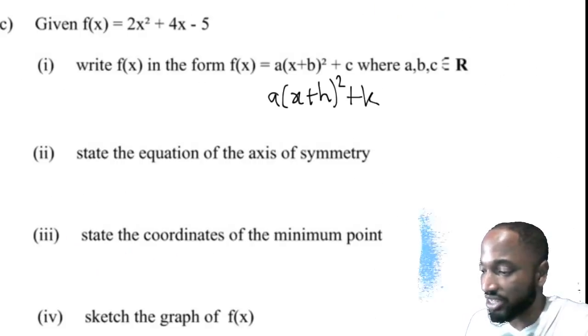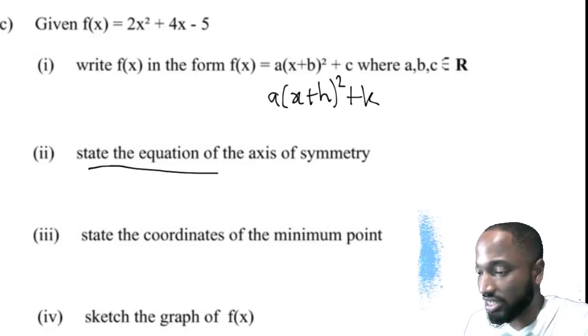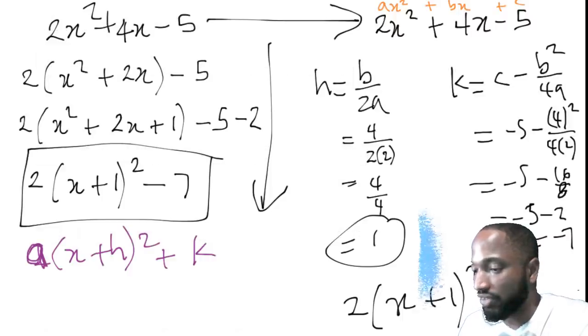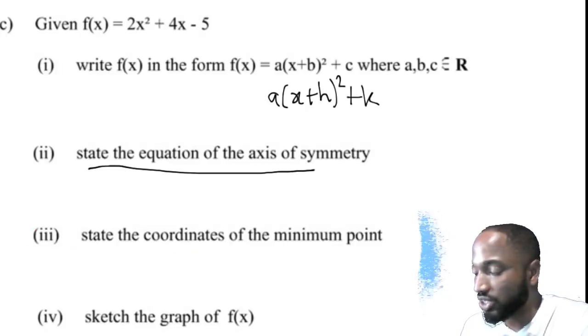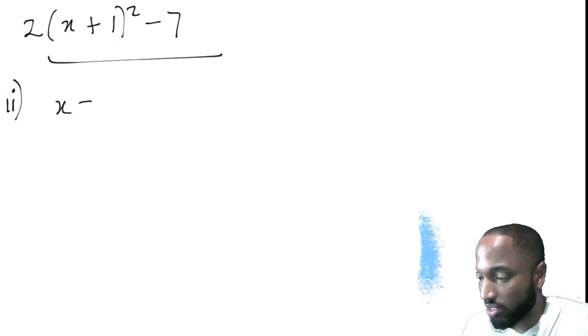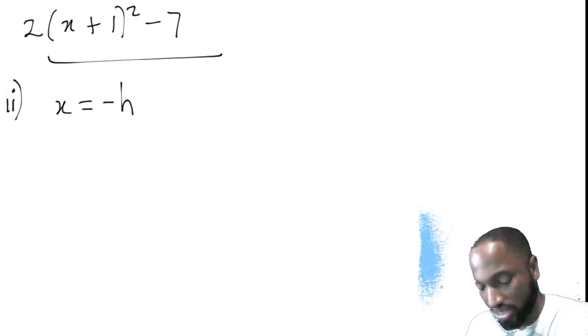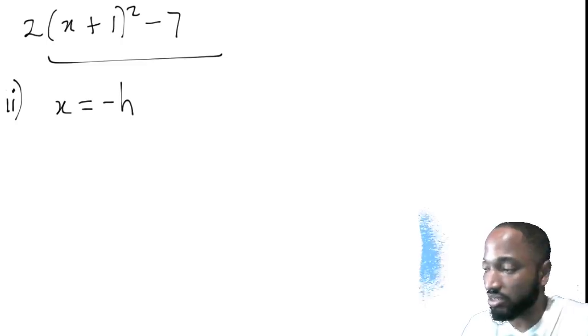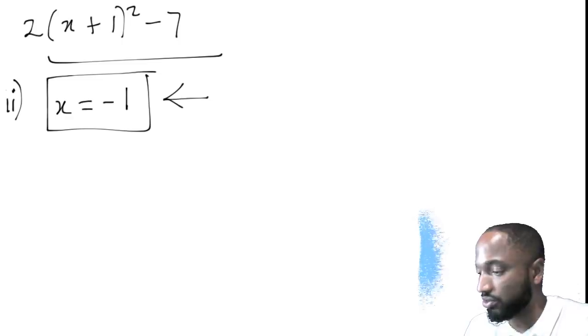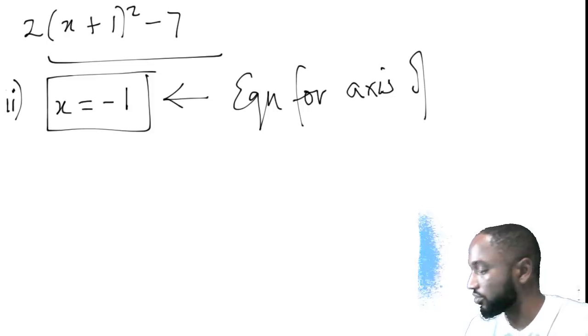They're asking us a series of questions. I'll read it. They ask us to state the equation of the axis of symmetry. The equation of the axis of symmetry is always x is equal to negative h. So x is equal to negative 1 is the equation for the axis of symmetry.